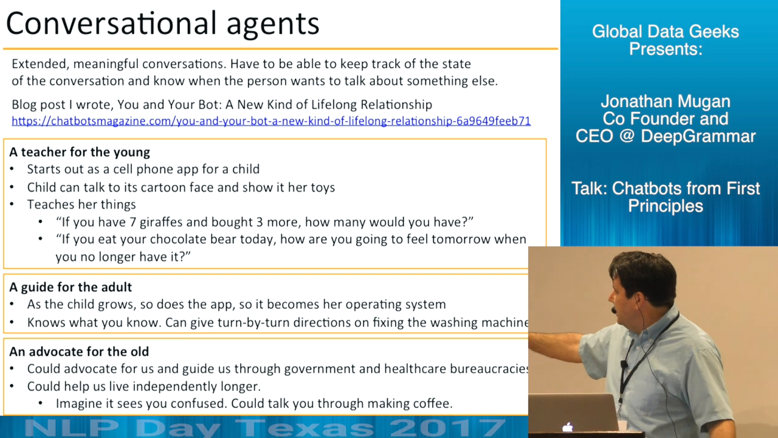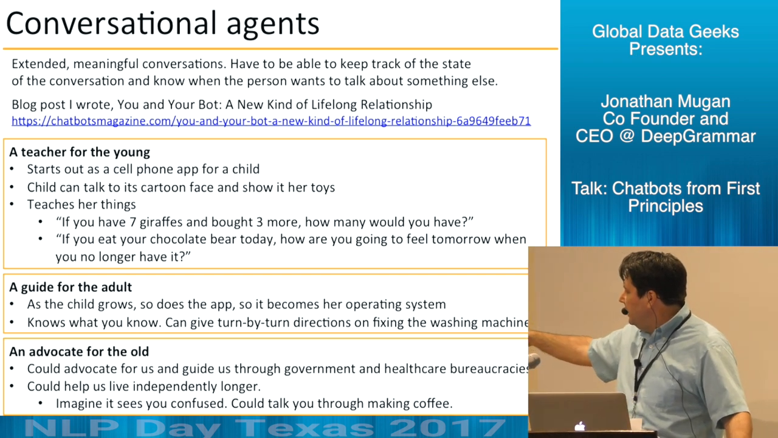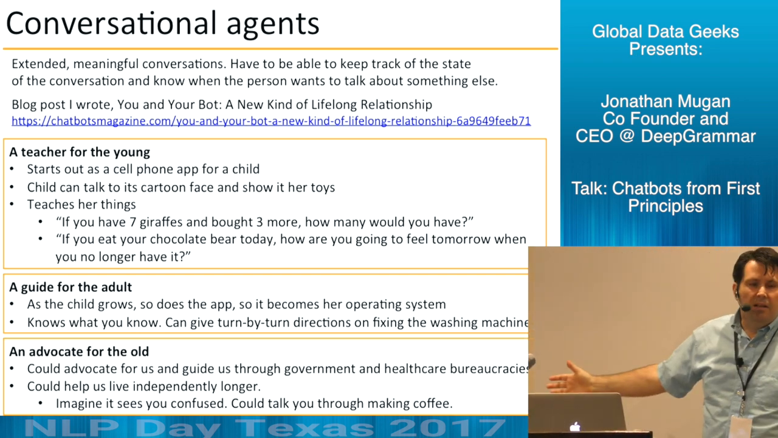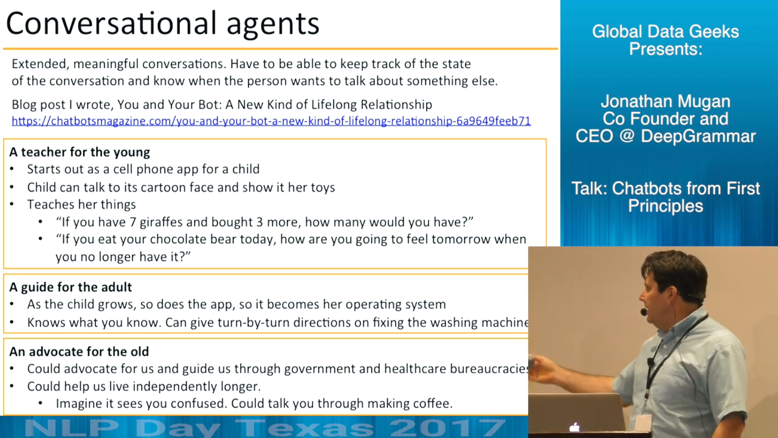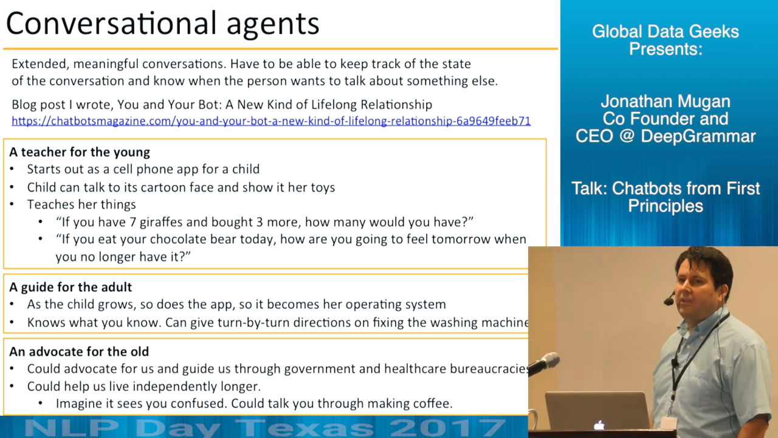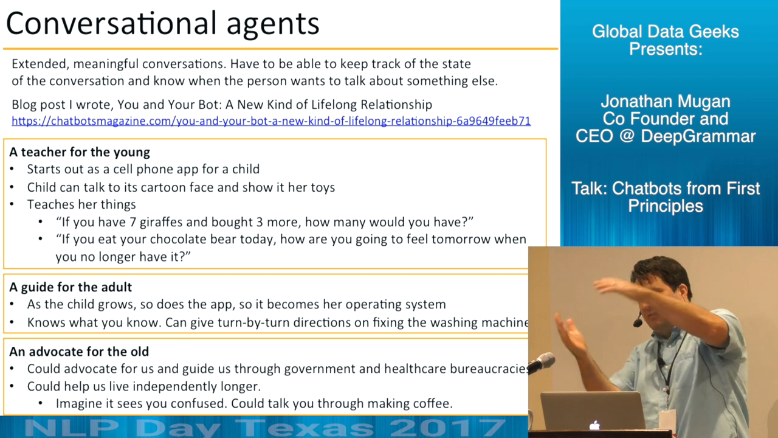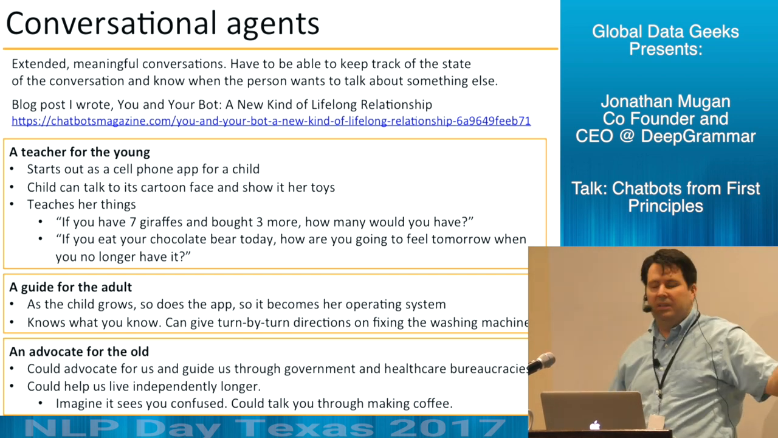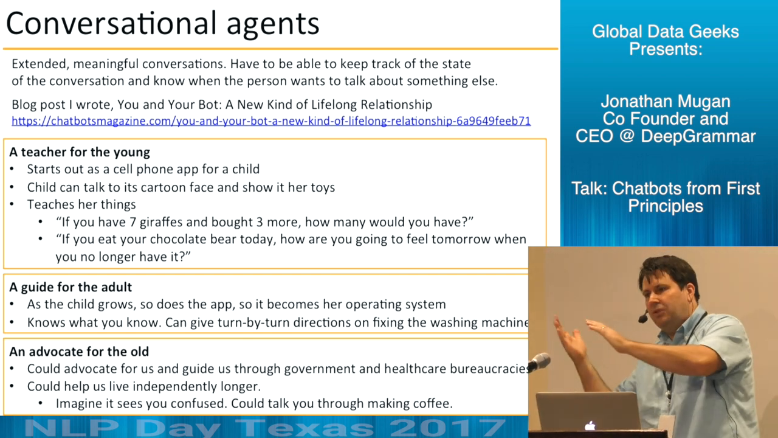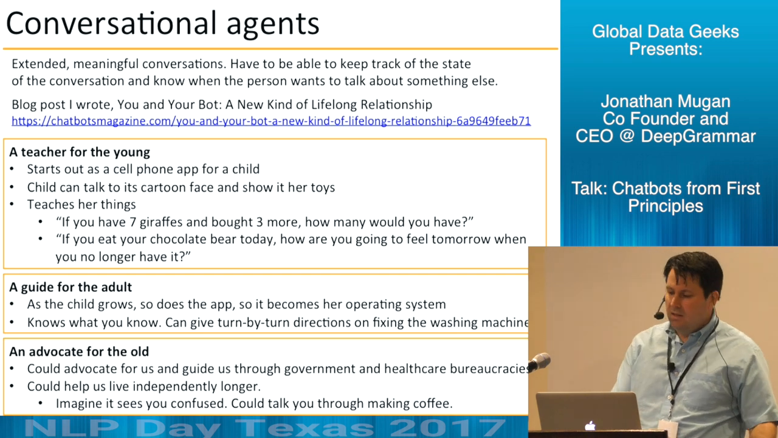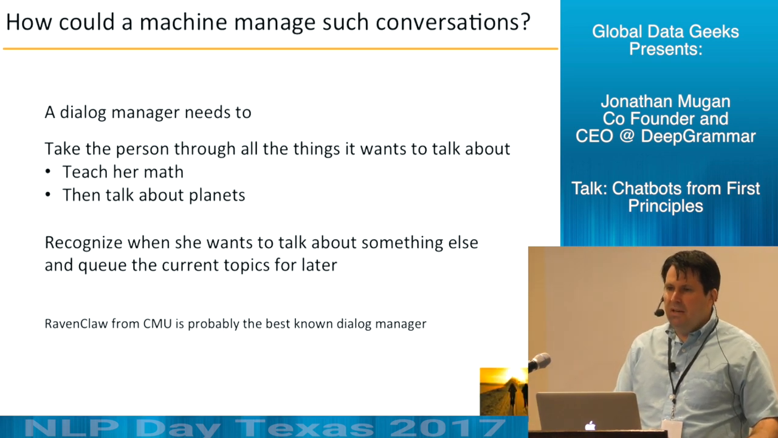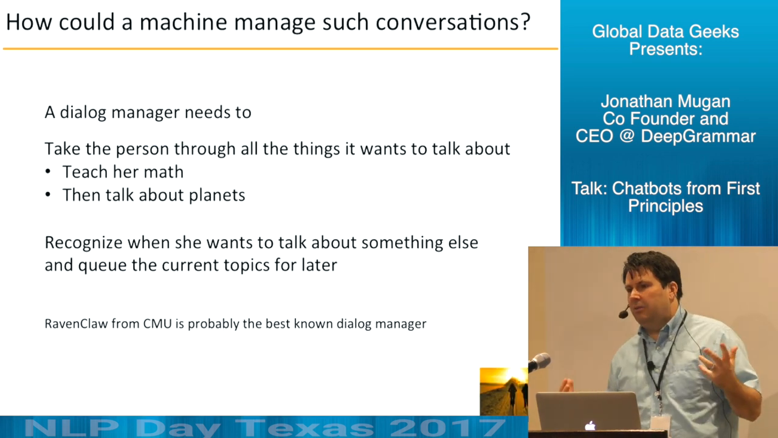And then as I get older, as my brain and cognitive abilities start to go, it could let me live by myself longer because it would know if I'm standing in the kitchen and I want to make coffee and I forgot how to make coffee. So you need a conversational agent. This is a whole different level than what we've seen previously because it needs to keep track of a whole different set of things. So you need what's called a dialogue manager.